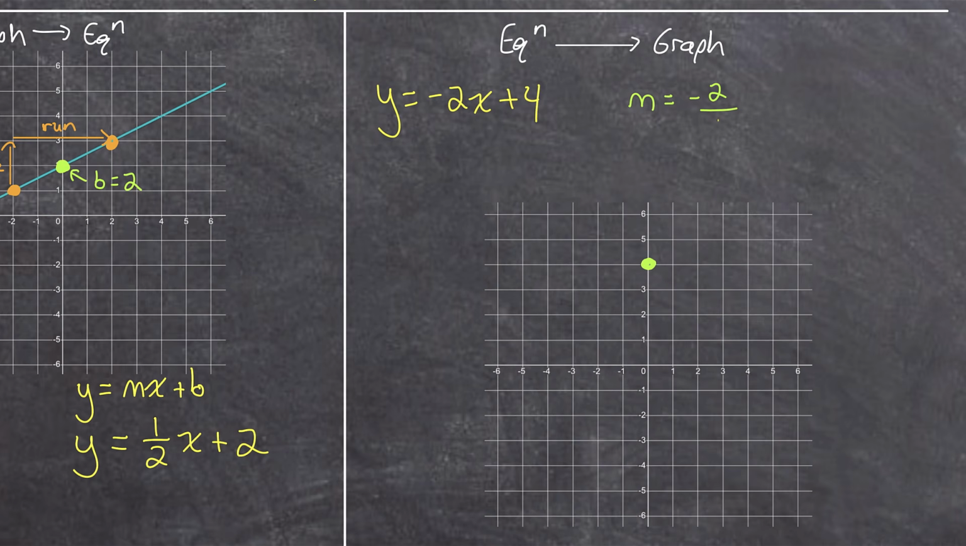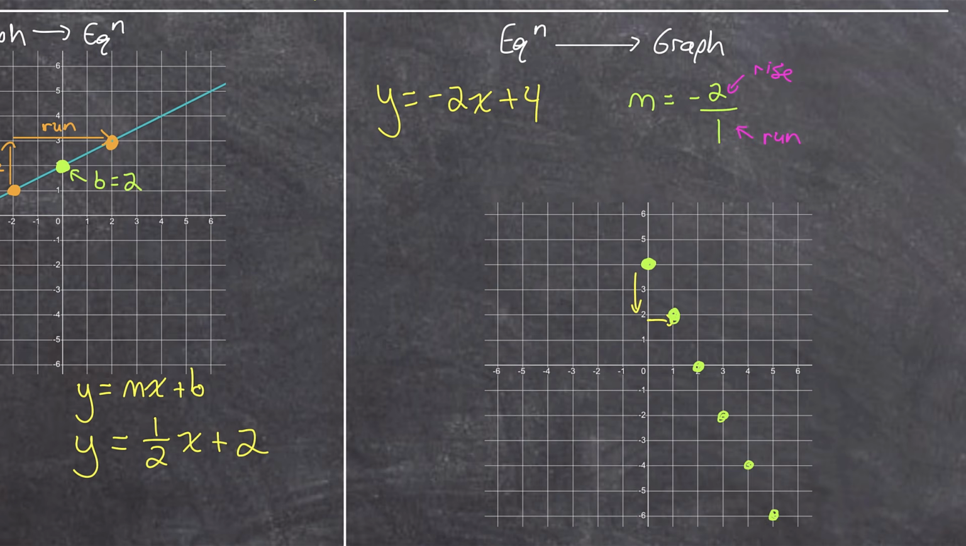So any whole number is over 1. Slope is rise over run. So starting at this y-intercept, I need to rise -2, which means go down 2, and then run 1, which means go right 1, and then plot a point. And then I can just continue that pattern of going down 2, right 1 to continue plotting more points.